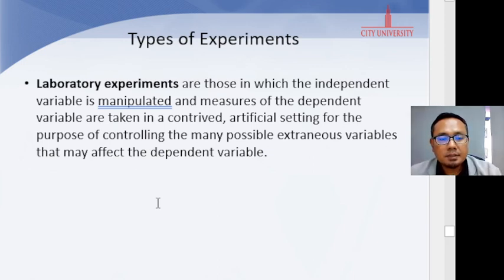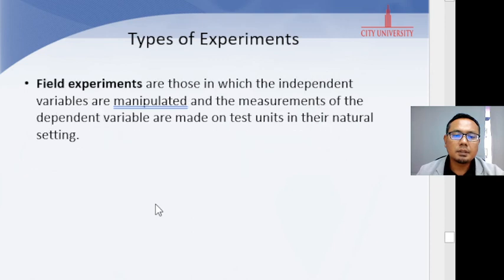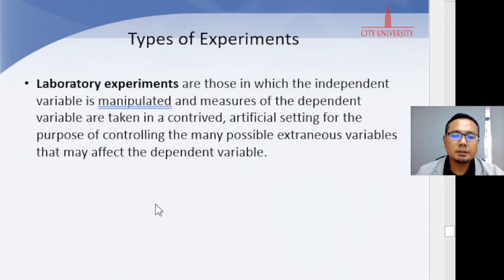So laboratory experiments are those in which the independent variable is manipulated and measures of the dependent variable are taken in a contrived, artificial setting for the purpose of controlling the many possible extraneous variables that may affect the dependent variable. So we try to develop something like a lab experiment.